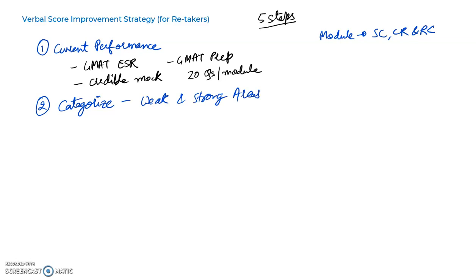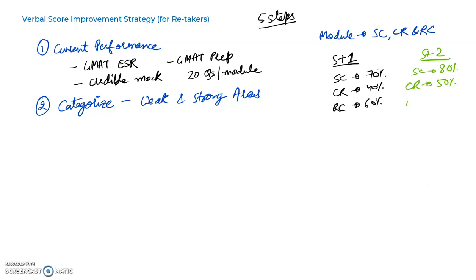Now let's take an example to understand this. So let's say that we have student 1 whose score in SC is, let's say, 70%. His score in CR on the other hand is 40%, and his score in RC is, let's say, 60%. Okay, now let's take another student. Let's take student 2. Student 2 in SC, his score is, let's say, 80%. In CR, his score is, let's say, 50%. And in RC, his score is, let's say, 90%.